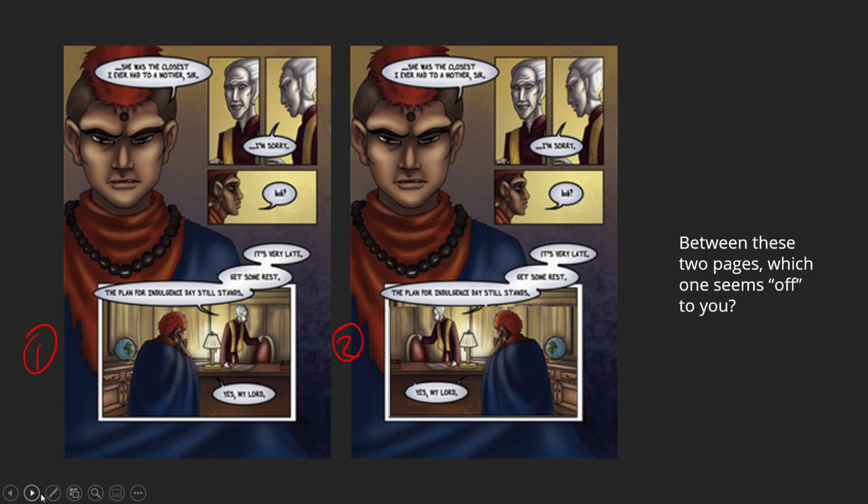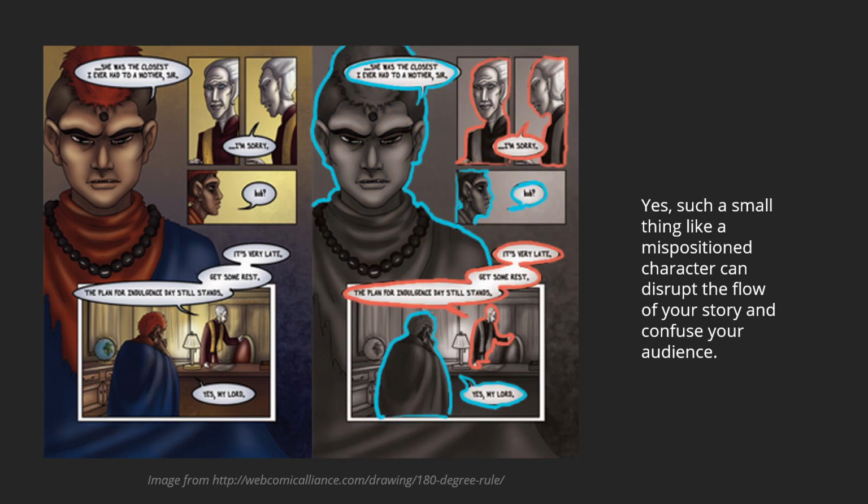Number 2. Number 2. Huani, what about you? Number 2 looks weirder. Alright. Why? Because of this. Do you see, even though in all these different panels, this page respects the 180 rule because he's always on the left side. So this guy, on the other hand, is always on the right side.